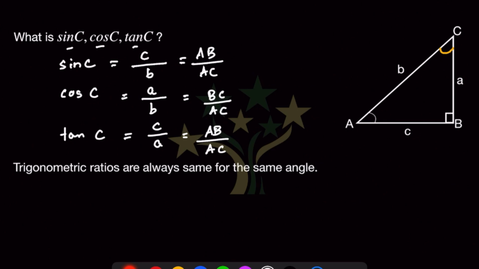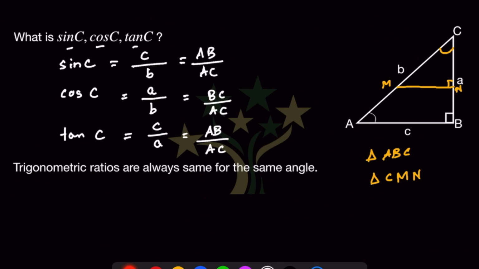Now, here is an important note. Trigonometric ratios are always the same for the same angle. What does this mean? So, this is our angle C. Now, let's say I have another triangle drawn like this, M and a perpendicular here. So, we have two triangles now. We have triangle ABC and we have triangle CMN. For angle C, the trigonometric ratios remain the same.